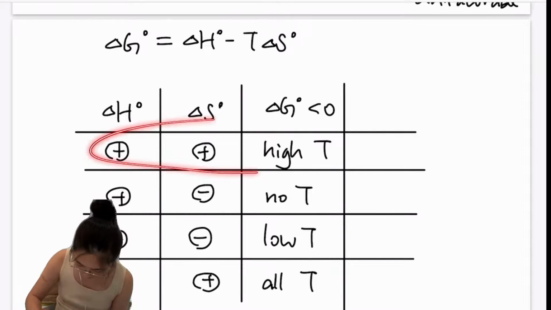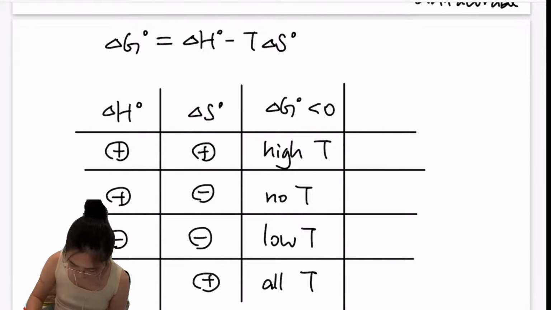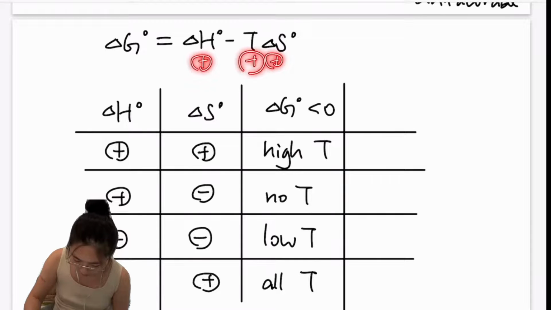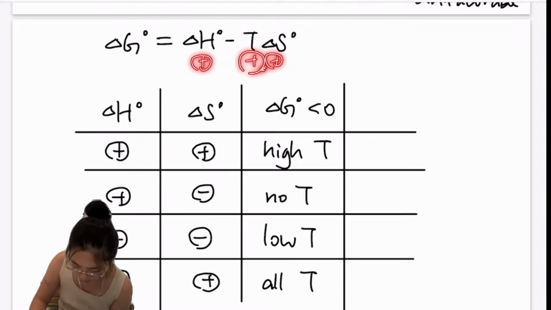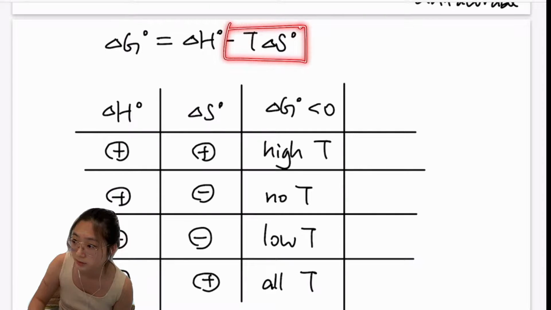So let's take a look at these two. At high temperature, given that both of them are positive, the delta G is negative. So what really contributes the negative sign of delta G? Because delta H is positive, what actually contributes to the negative sign of delta G is this part, negative T times delta S part.